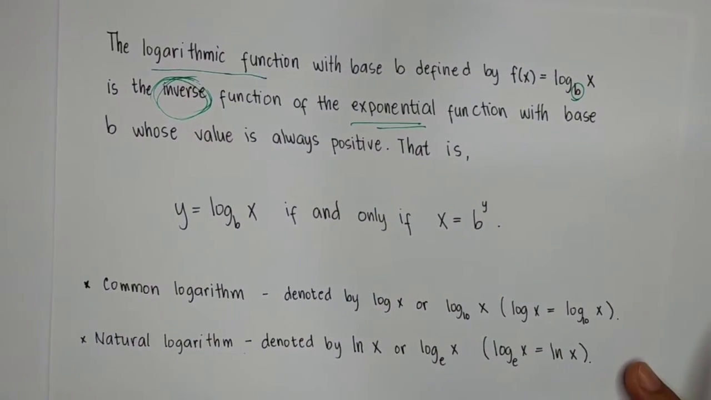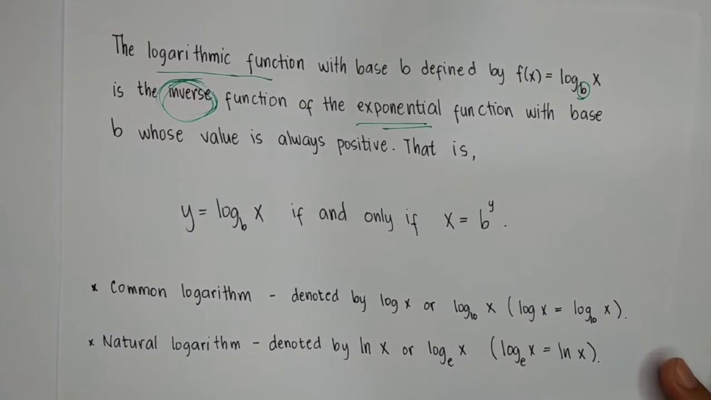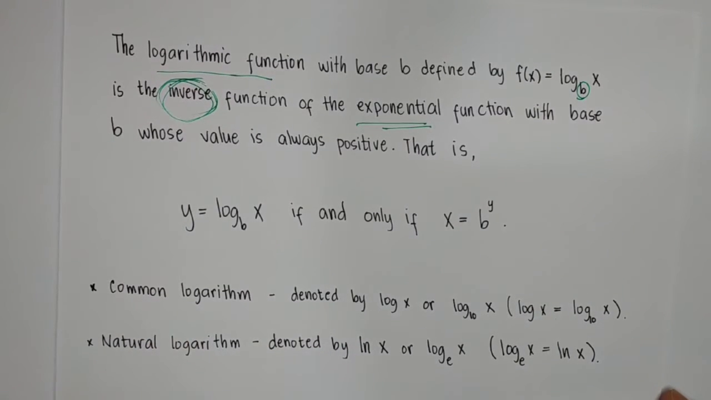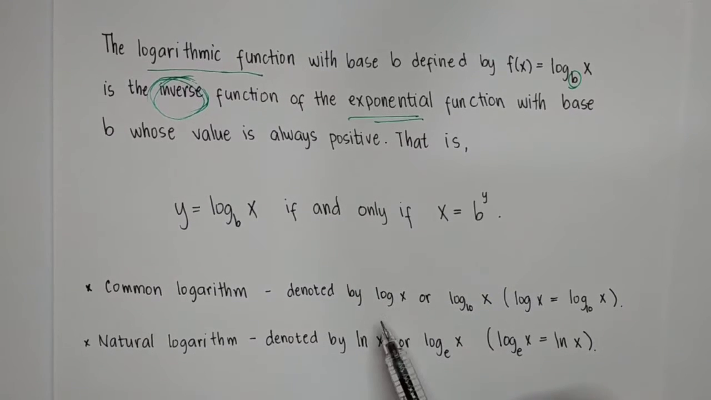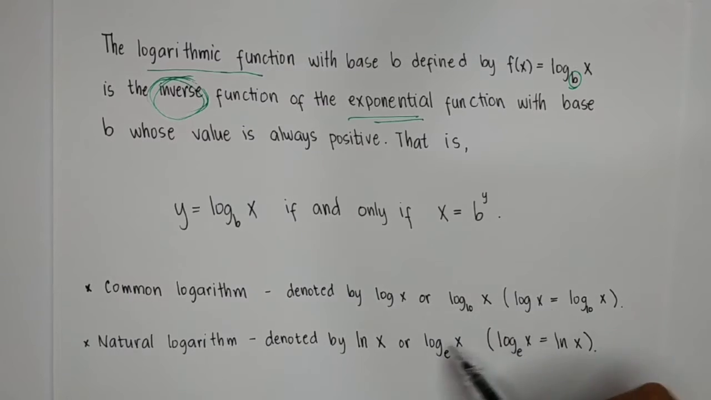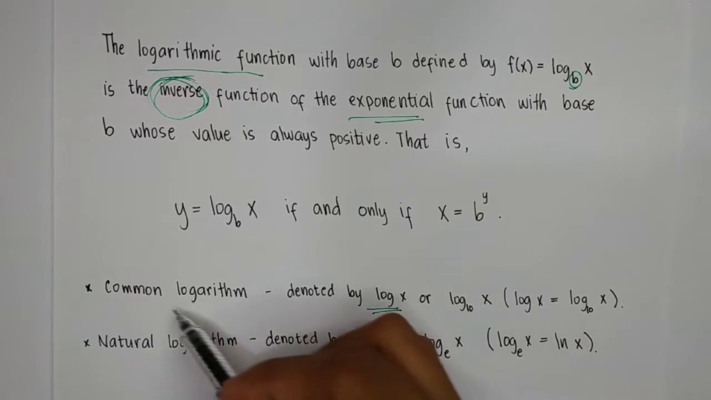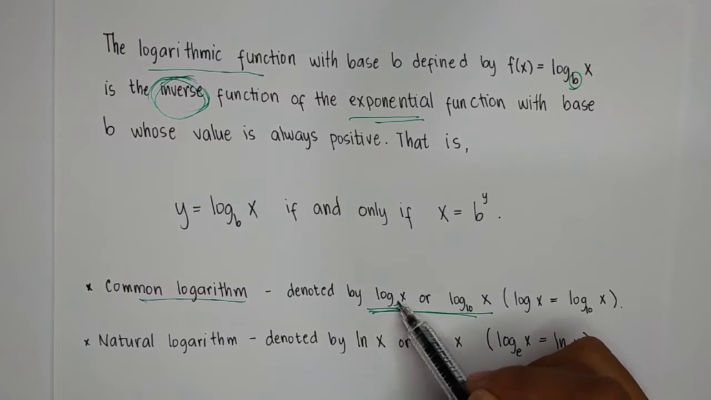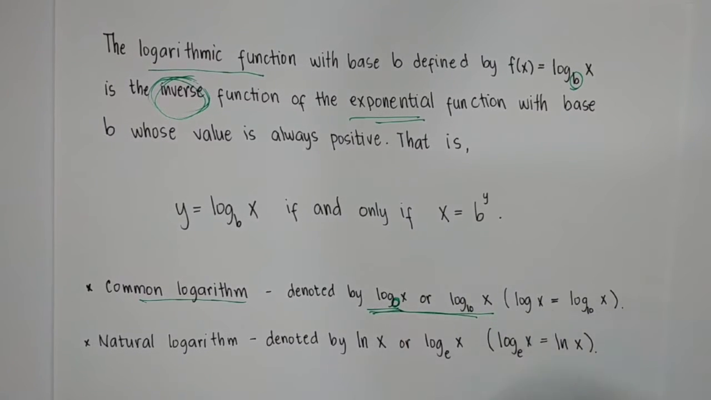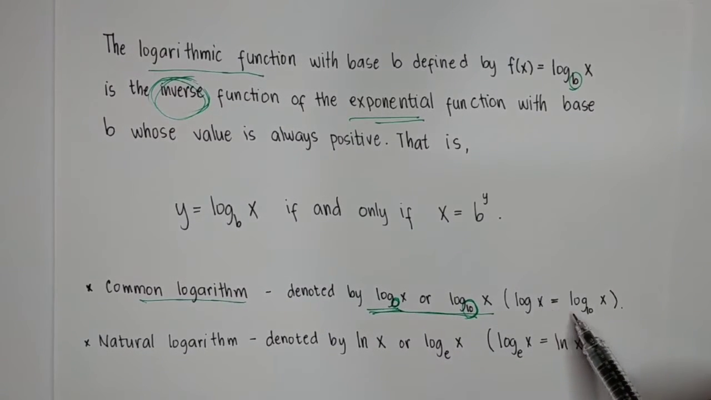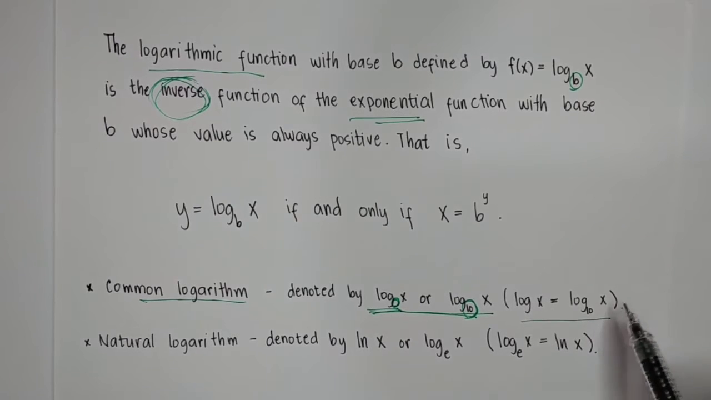So we have also here common forms or known logarithms. We have what we know as our common logarithm, that is denoted by log of x or log x to the base 10. So this is known as our common logarithm. Lahat ng mga nakasulat na ganito, if wala siyang base, that is automatically understood as may base siya na 10. So log of x is equal to log of x to the base 10.